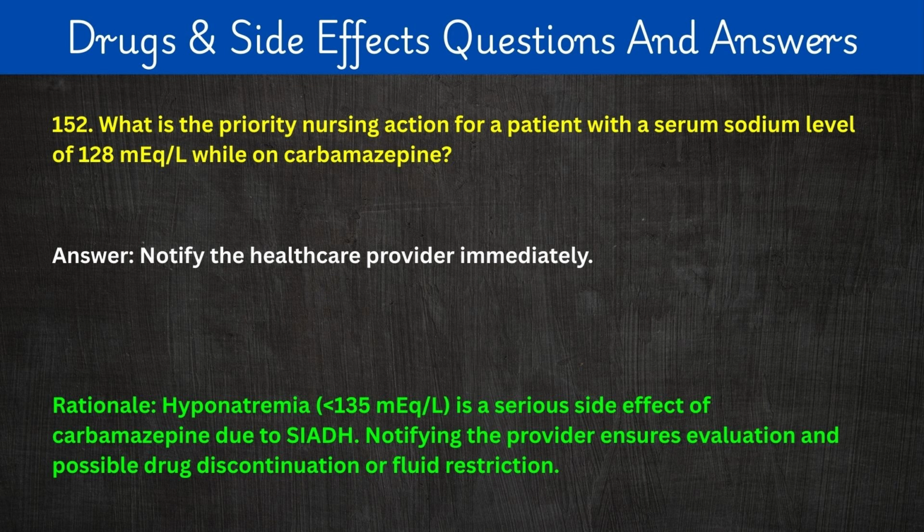152. What is the priority nursing action for a patient with a serum sodium level of 128 milliequivalents per liter while receiving carbamazepine therapy? Answer: notify the healthcare provider immediately. Rationale: hyponatremia, defined as a serum sodium level less than 135 milliequivalents per liter, is a serious side effect of carbamazepine due to the syndrome of inappropriate antidiuretic hormone secretion. Notifying the healthcare provider ensures evaluation and possible drug discontinuation or fluid restriction.